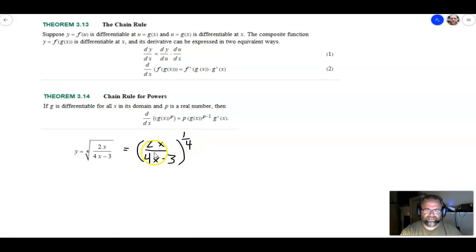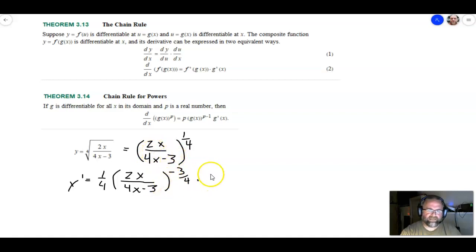So it's the derivative of the inside times the derivative of the outside. Let's go ahead and do the derivative of the outside first here, because that's going to be the easy one. So the derivative of the outside, just using the power rule, with 1/4, keep the same inside here, 2x over 4x minus 3, and then this is raised to the negative 3/4 power, because we subtract 1. But we also have to do it times the derivative of the inside. And the derivative of the inside is going to be a little bit trickier.